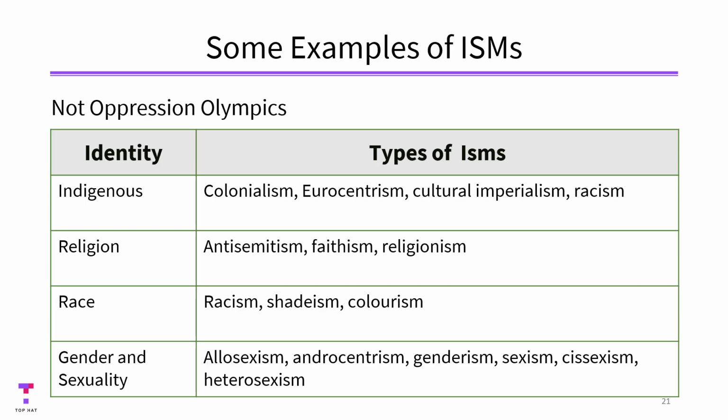in fact intersectional. So for example, you'll see in the little graph there, if we look at people who are discriminated against based on their Indigenous identity, that might result in discrimination arising from colonialism, Eurocentrism, cultural imperialism, or racism. If we were looking at discrimination based on race, for example, we might see forms of discrimination such as racism, shadeism, or colorism.